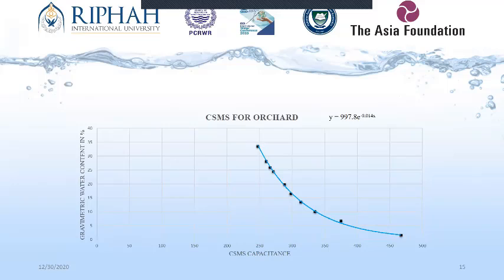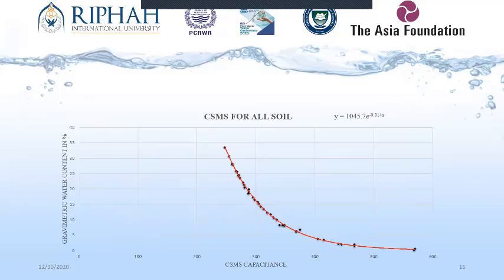So from these four groups of soils, we got the data, and finally we optimized the data and combined it to make one equation for whole soil, which we assume will work on all soils. And the equation we found is y = 1045.7 exp(-0.014 × capacitance of the sensor).